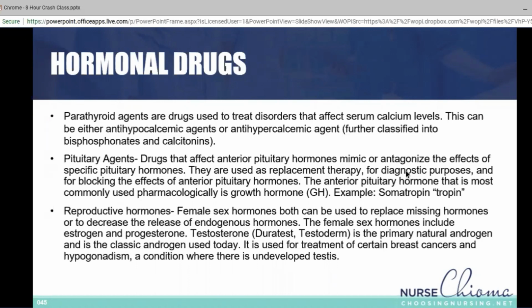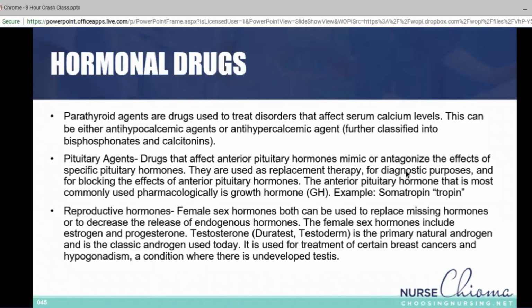So these are drugs that affect the anterior pituitary hormones, right? They mimic or antagonize the effects of specific pituitary hormones. So they're used as a replacement therapy, for diagnostic purposes, and for blocking the effects of anterior pituitary hormones. A very good example of this is somatropin. They end with tropin. All right, so the anterior pituitary hormone that's most commonly used pharmacologically is growth hormone, which is GH.